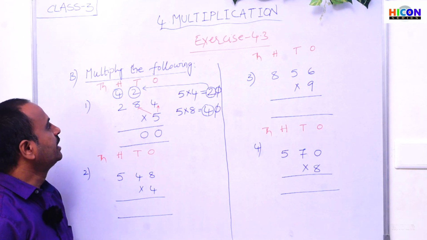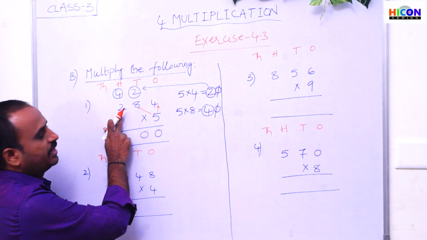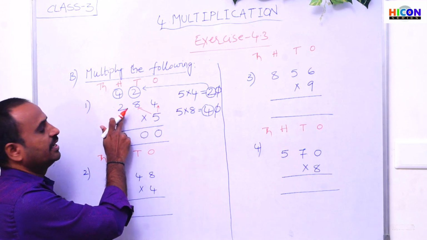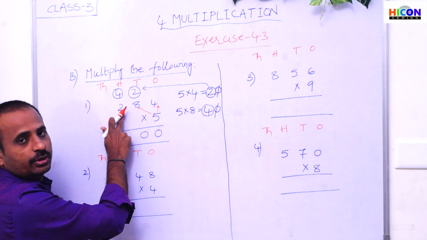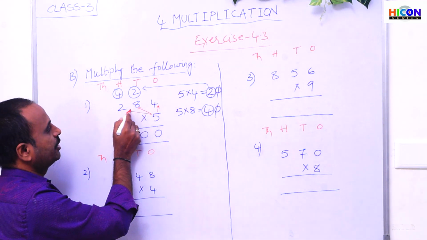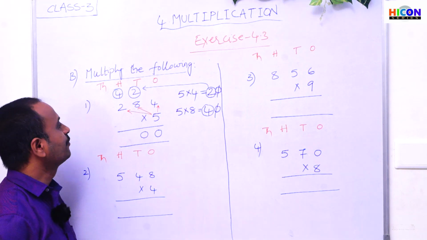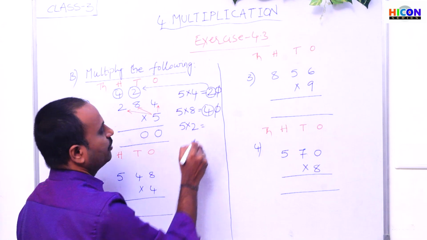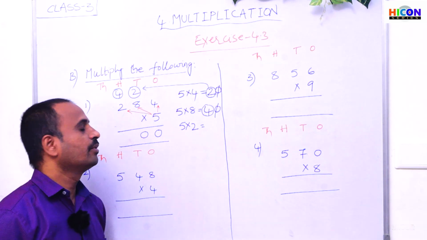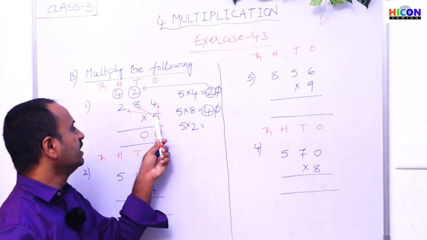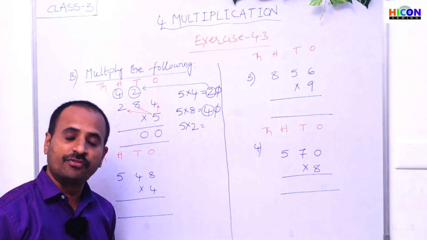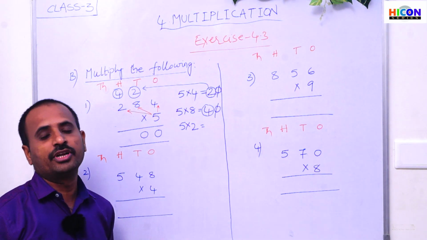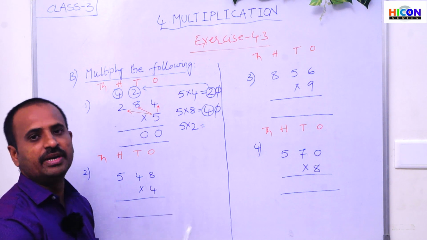Now multiply the digit in the hundreds place with 5. What is present in the hundreds place? 2 is present in the hundreds place. So multiply 2 with 5, that means 5 into 2. Children, 5 twos are how much? You have to know the fifth table. If the single digit is 5, we have to know the fifth table. If the single digit is 4, we have to know the fourth table thoroughly. Then only we can do the multiplications.